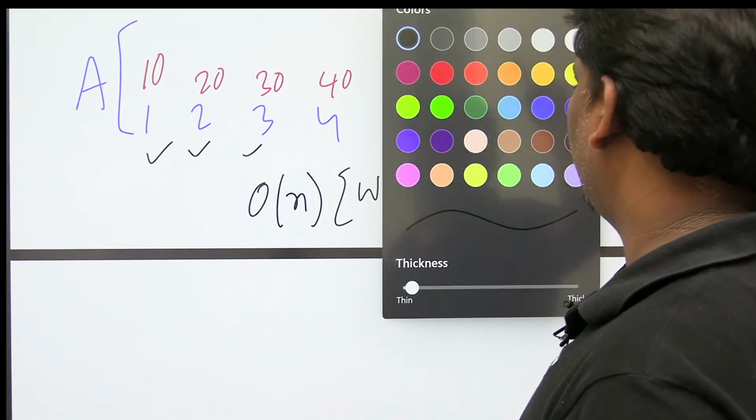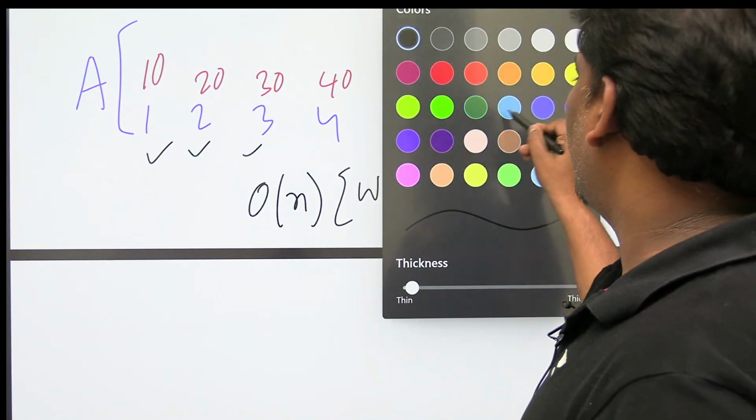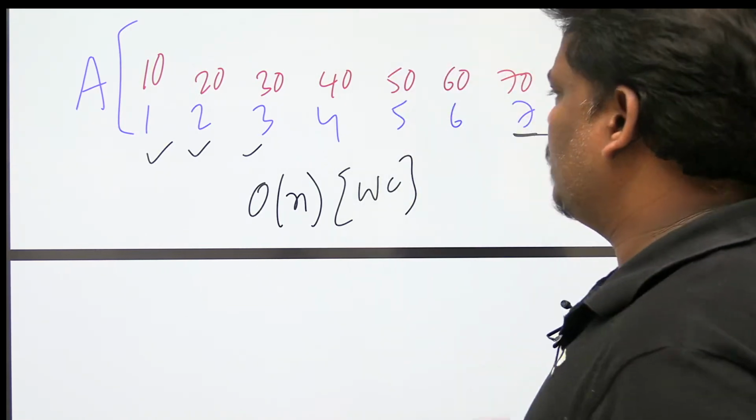Let me choose some color. Yeah, I think I'm choosing some color like this. Yeah, this one. So let's start.